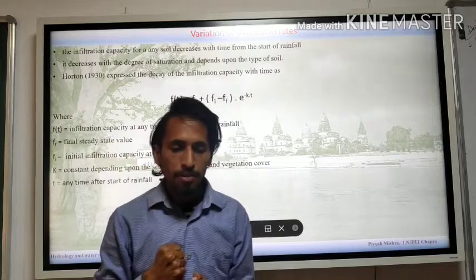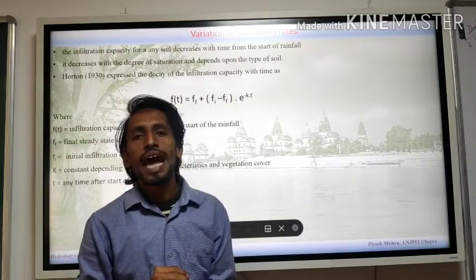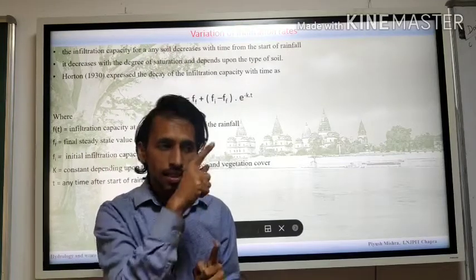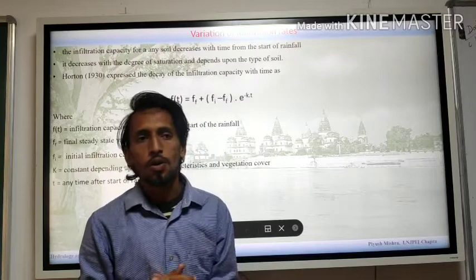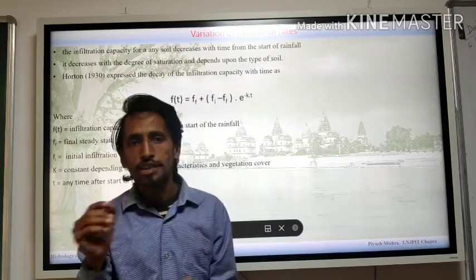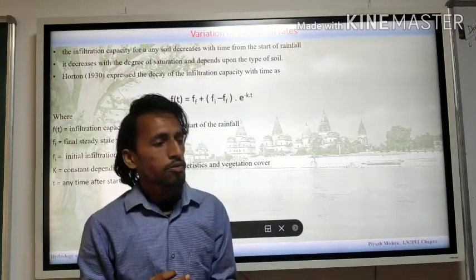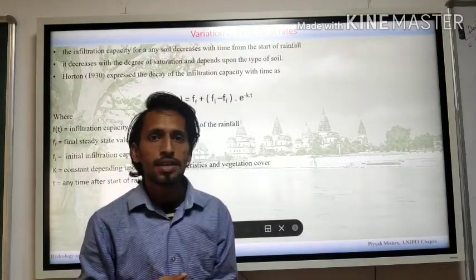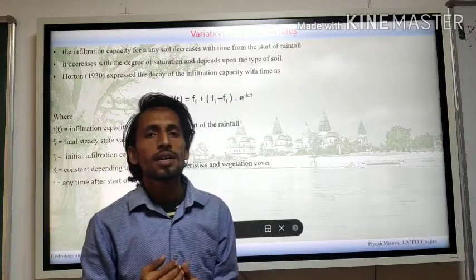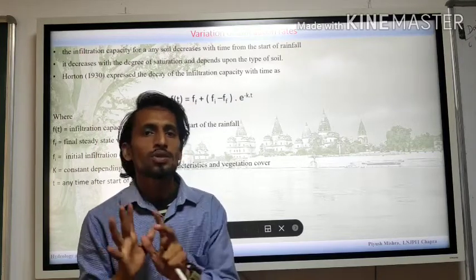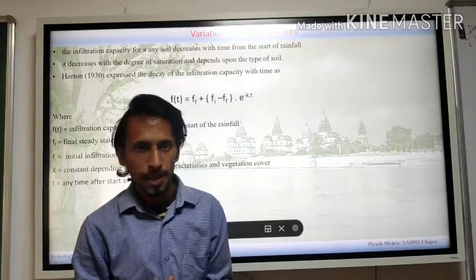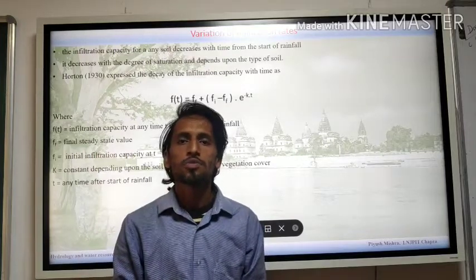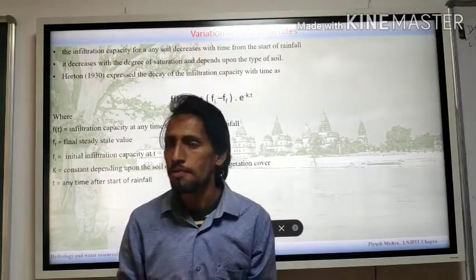Okay, and now we will assume that infiltration does not follow the changing function. We will say that earth will follow a constant infiltration rate. Why are we doing this? Because we want to design something based on some safety factors. So we are not worried about that change. We just want to talk about the maximum values.